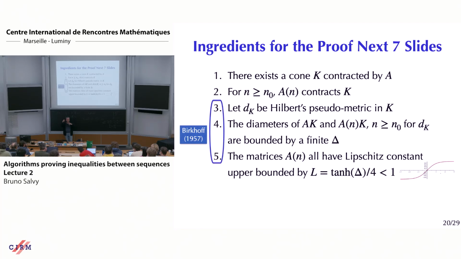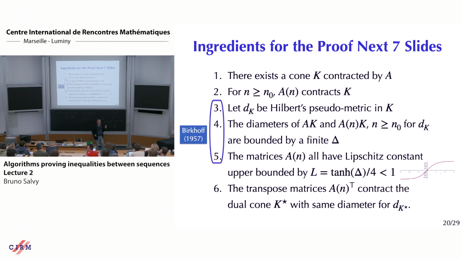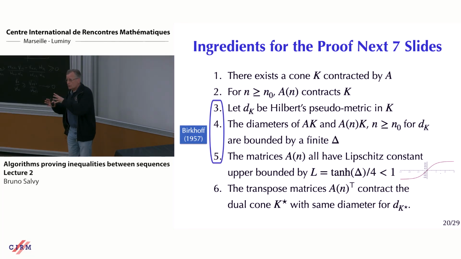So of course you start to see that there will be limit directions for the matrix and its transpose. And for the transpose, we need a small extra ingredient, which is that the transpose matrix contracts the dual cone with the same diameter, but for the distance associated to the dual cone. In the end, you look at the definition and you write it and it's okay.